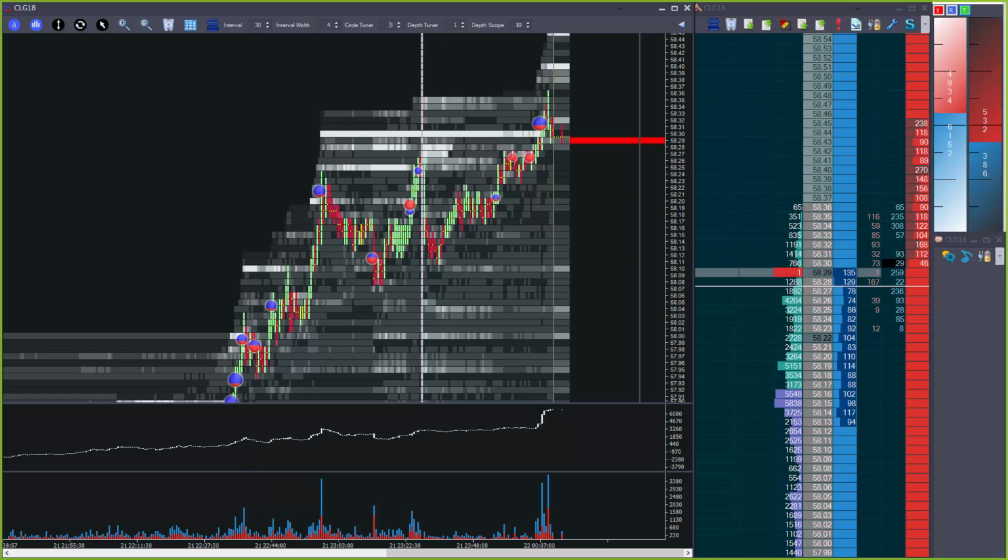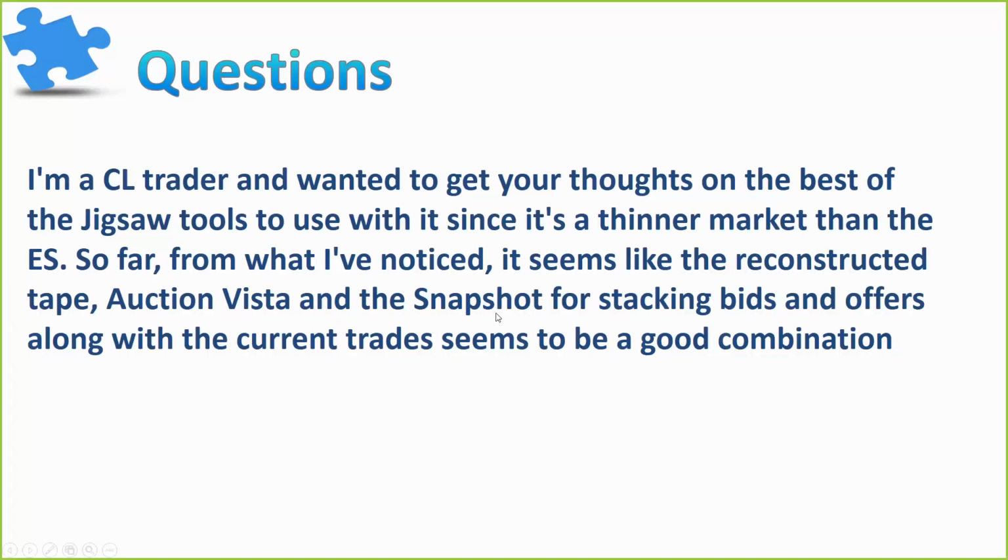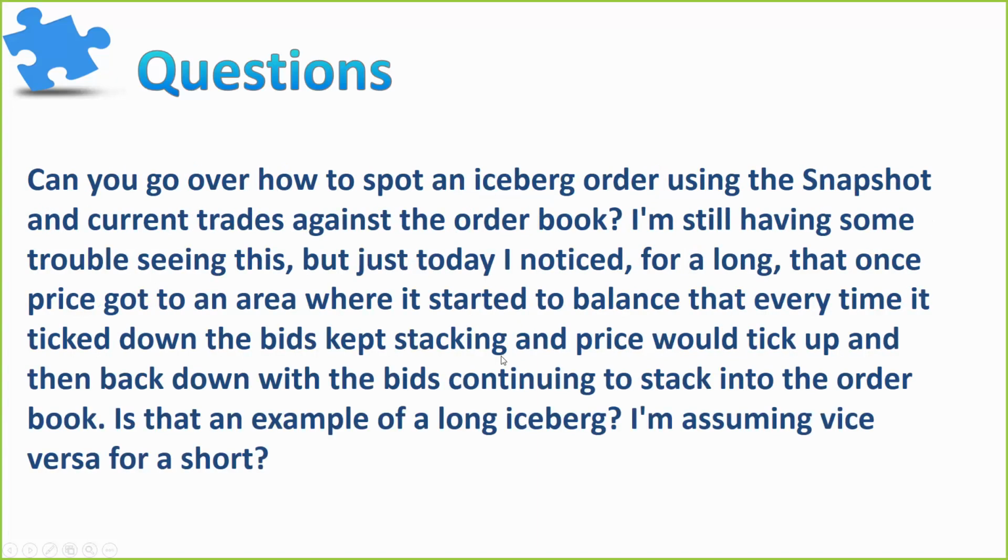Okay, so let's go to the next question. Again, that was a fairly painless question. Like I said, there's no right or wrong with this stuff. If something seems to work for you, then it's okay. Okay, so icebergs. How do you spot an iceberg order using the snapshot and current trades?